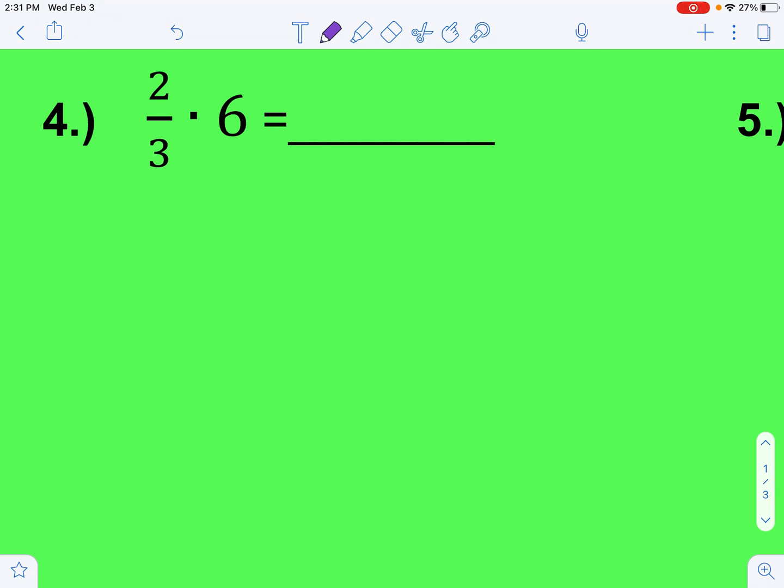Uh-oh, 6 isn't a fraction. Anyone know how to make 6 a fraction? All you have to do is put it over 1. So we're really taking 2/3 times 6 over 1, which is the exact same thing as 6.